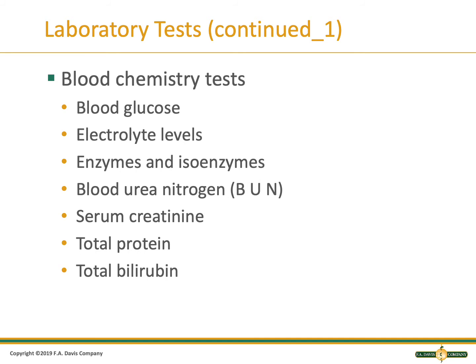More laboratory tests are the blood chemistry tests. Those include blood glucose, which can indicate diabetes. Blood glucose can also go up with stress. They look at electrolyte levels, including potassium, sodium, chloride, magnesium, calcium, and phosphate. Again, potassium, sodium, chloride, magnesium, calcium, and phosphate.